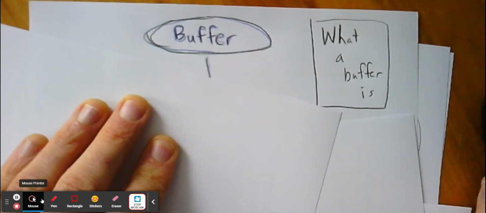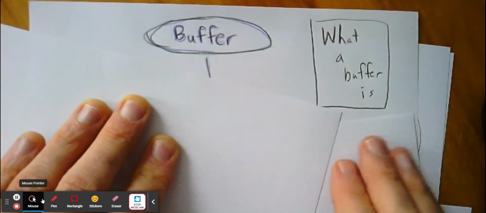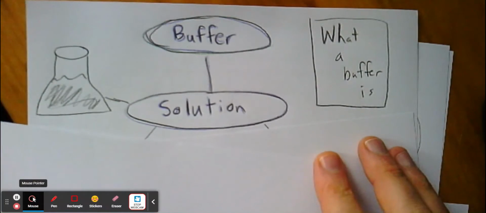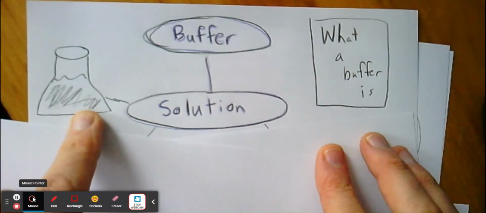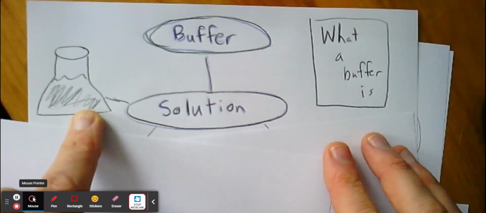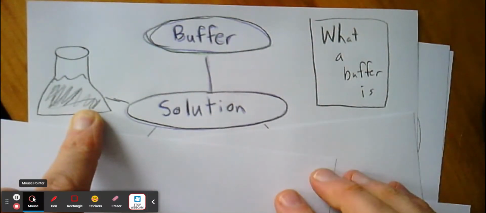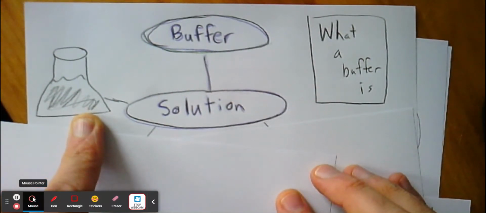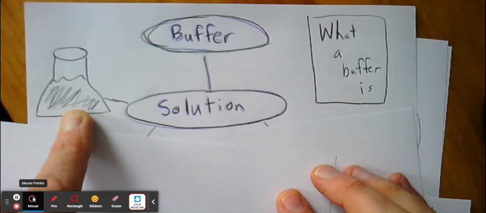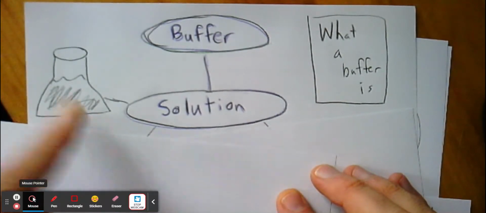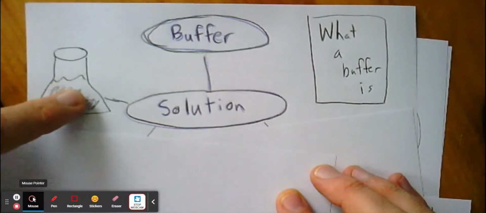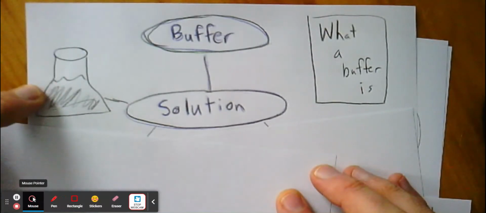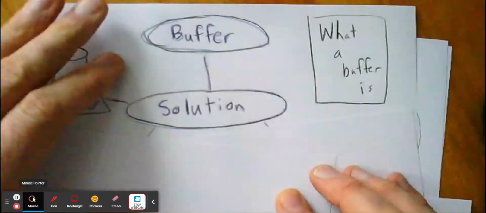All right, when you think of a buffer, I want you to think of a solution, a homogeneous mixture. You've got something dissolved in a solvent. Your solvent's typically going to be water, and your solutes are going to be a weak acid and its conjugate base, or a weak base and its conjugate acid. You've got two or more things dissolved in here, actually.